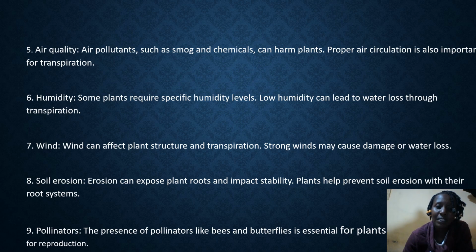7. Wind. Wind can affect plant structure and transpiration. Strong winds may cause damage or water loss. 8. Soil erosion. Soil erosion can expose plant roots and impact stability. Plants help prevent soil erosion with their root systems. Another point, pollinators. The presence of pollinators like bees and butterflies is essential for plants for reproduction.